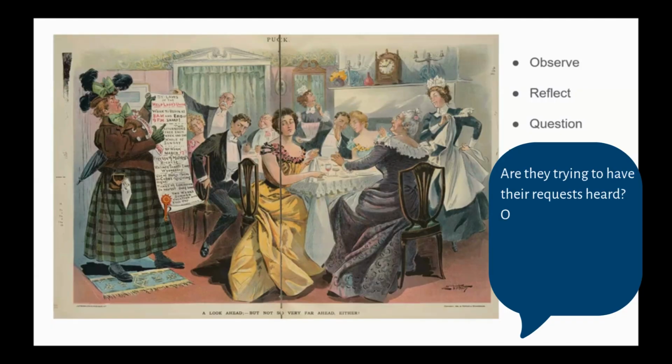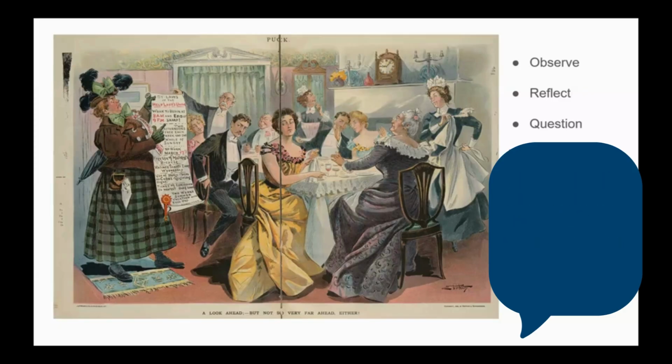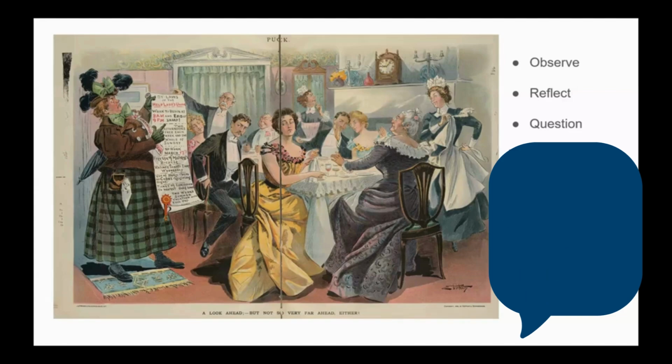Are they trying to have their requests heard, mandating their working teams, perhaps? Interesting that the word mistress was used, probably a different definition, right? Maybe this definition has changed over time. Oh, the caption on the bottom. The caption on the bottom says, a look ahead, but not so very far ahead either. The man in the back is pointing as if to say, get out. Yes, he does not look happy.